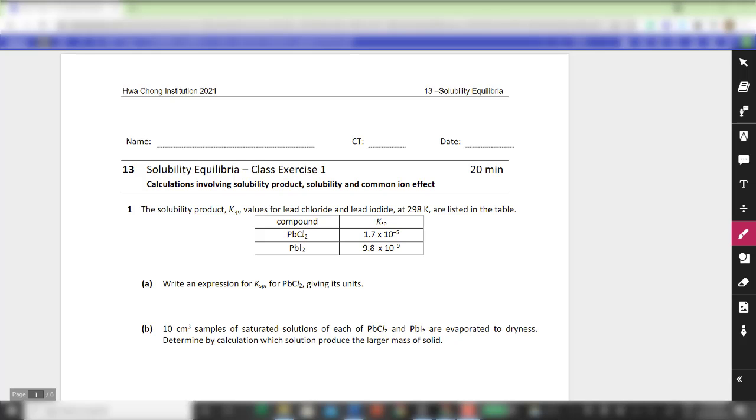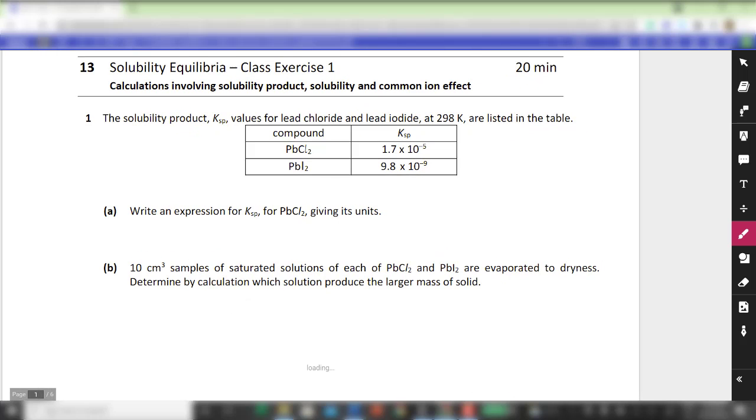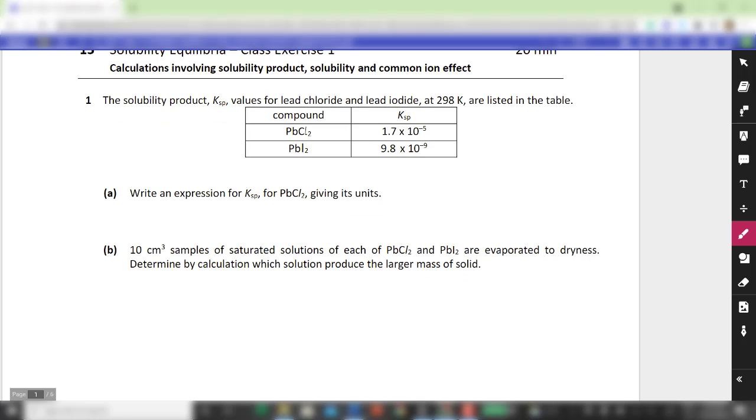Alright, students, it's now time to review in-class exercise 1. Okay, so for the first question 1A, you are asked to write an expression for the Ksp of PbCl2. I think this should be quite straightforward directly from the notes.